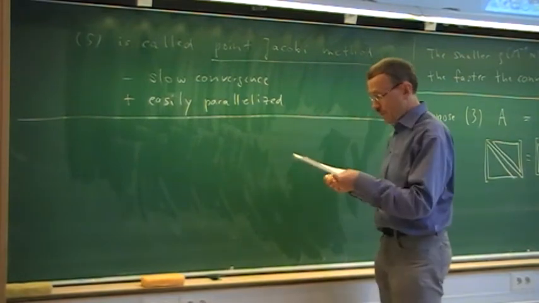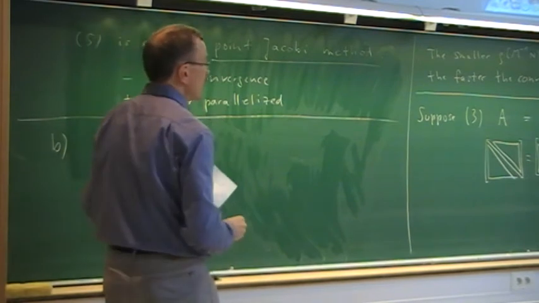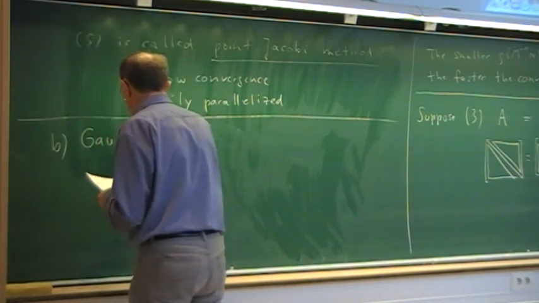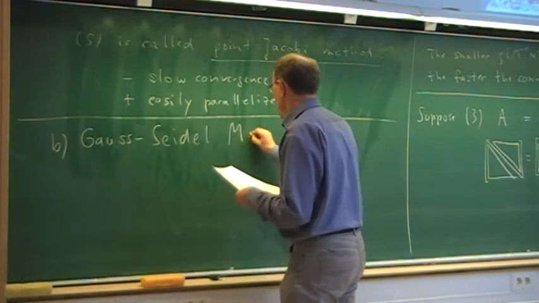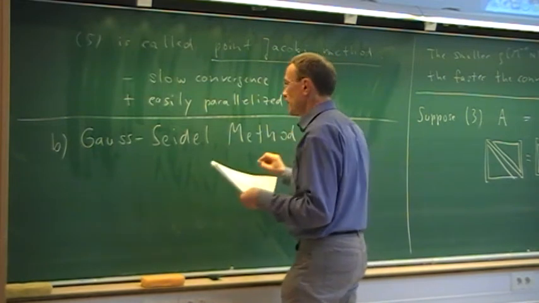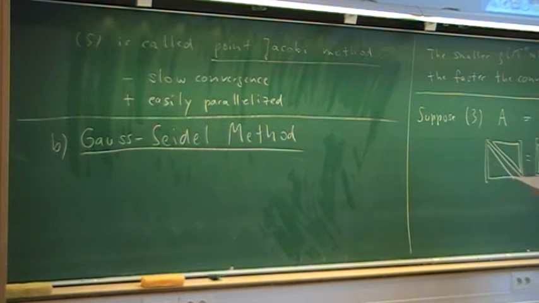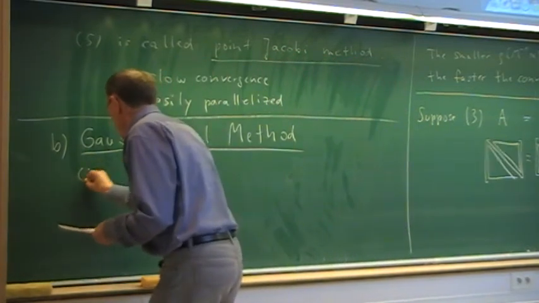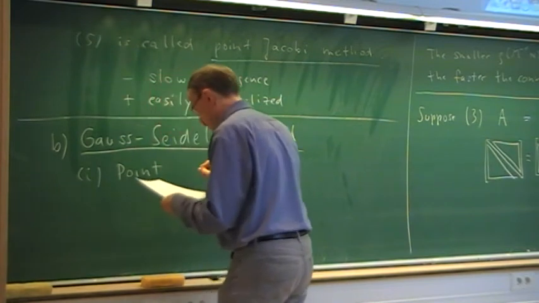A step further towards a better method is then, after Jacobi, looking to the Gauss-Seidel method. The names you see here are names of the mathematicians who worked on this, I think in the 19th century. And the one corresponding to the Jacobi would be the point Gauss-Seidel method.